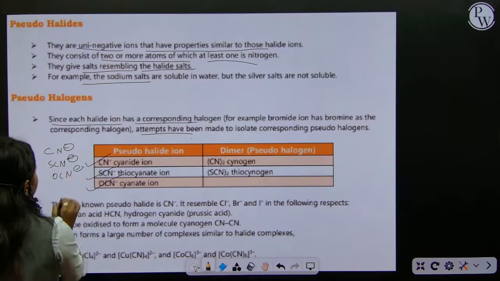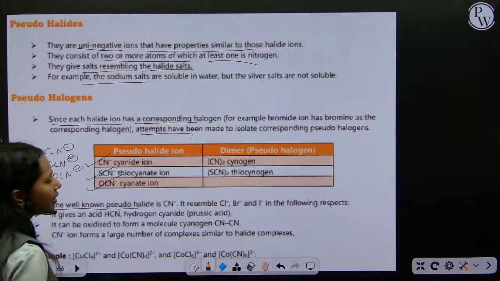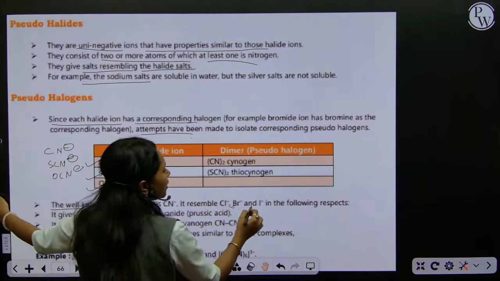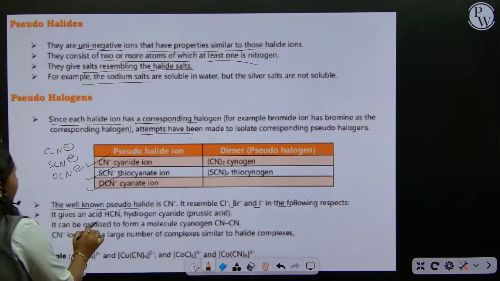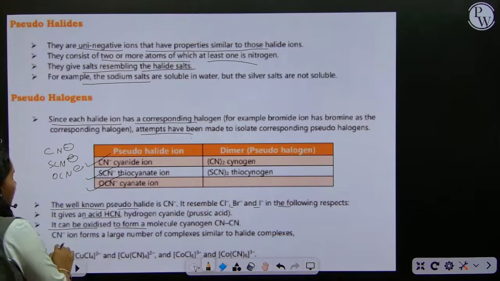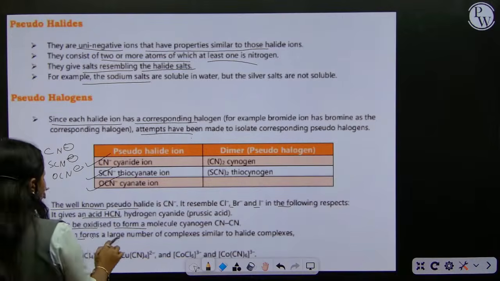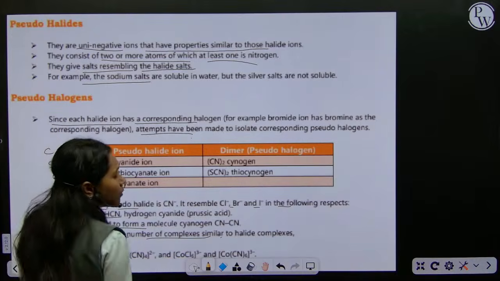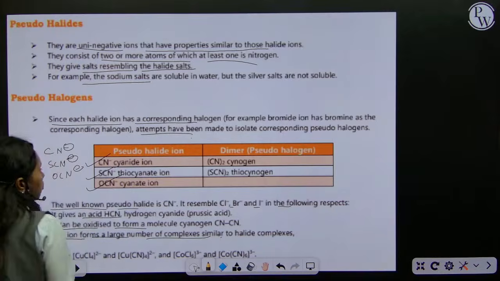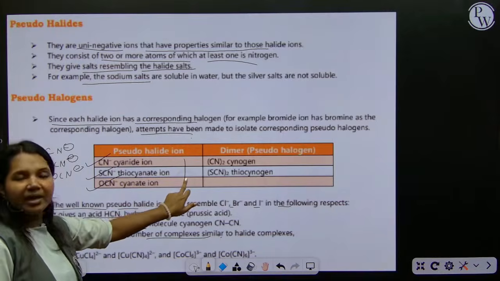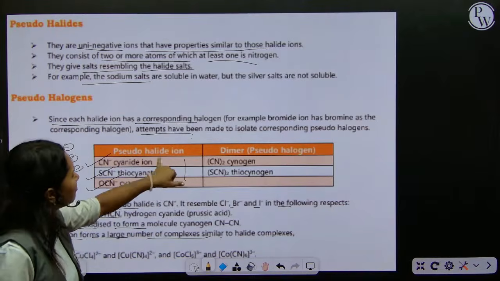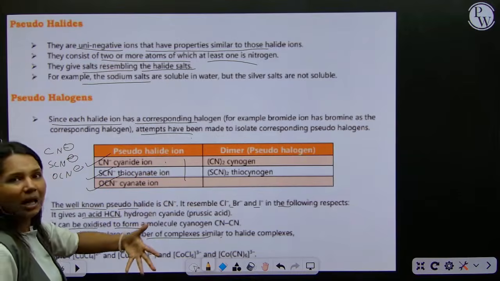The well-known pseudohalide is CN. It resembles chlorine, bromine, iodine in the following respects. It gives an acid, HCN. It can be oxidized to form a molecule, cyanogen. It forms a large number of complexes similar to halide complexes. So these are the pseudohalides. Their behavior is similar to halogens.